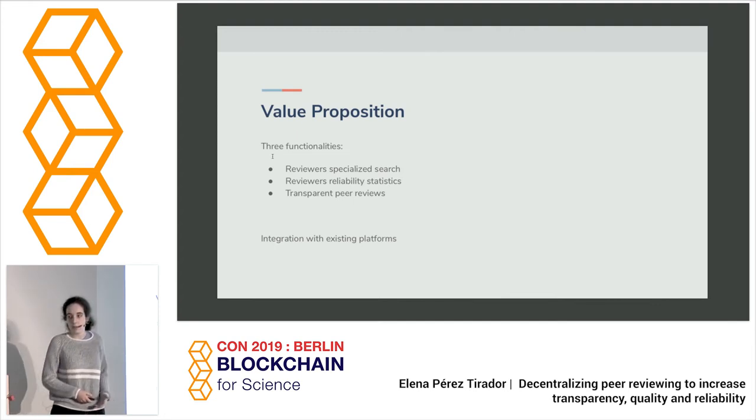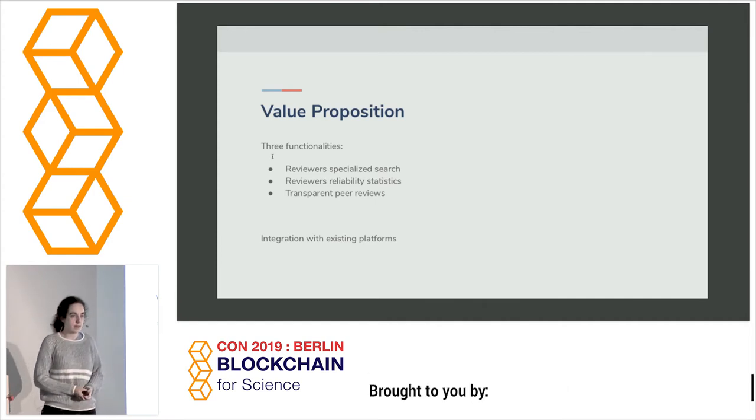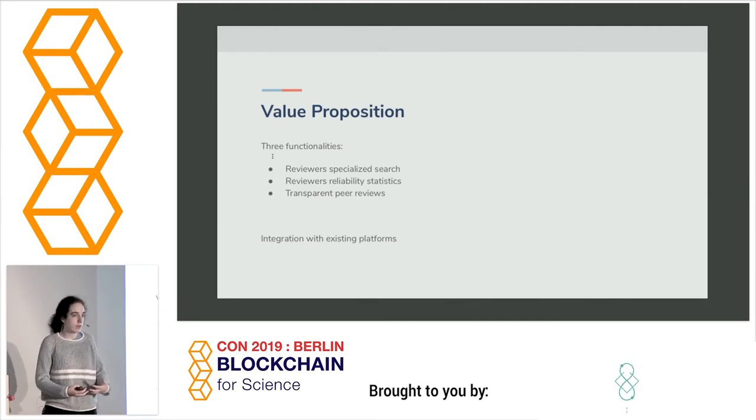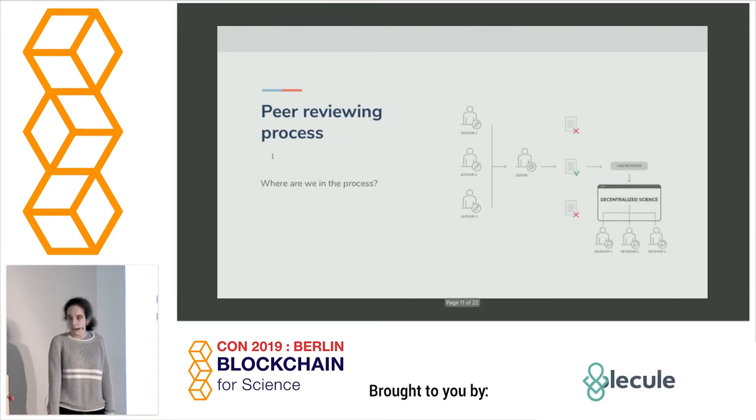Then time or ability statistics. This is how many times each reviewer has delivered on time or has delivered late or hasn't accepted to deliver, and all these situations. And finally, transparent peer reviewing. This is making review reports publicly accessible. Among other advantages, such as increasing transparency, this can be combined with the first functionality, improving it. To implement these functionalities, we are integrating with existing platforms, so we reduce the friction for the new users.